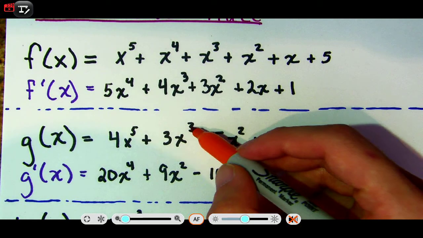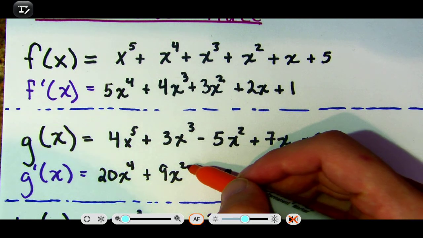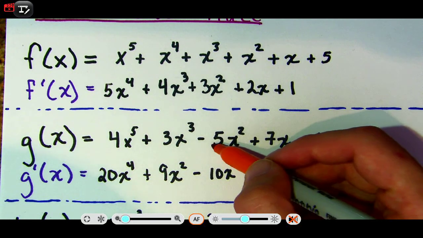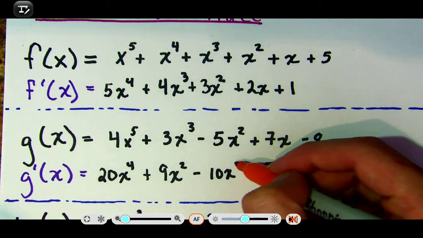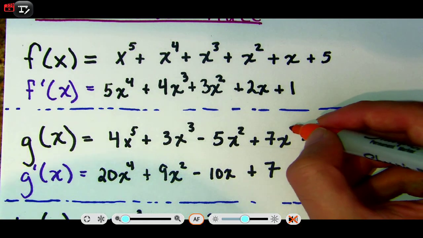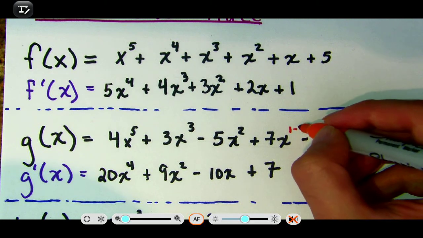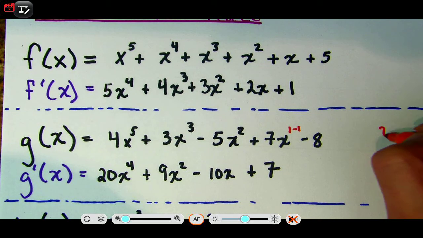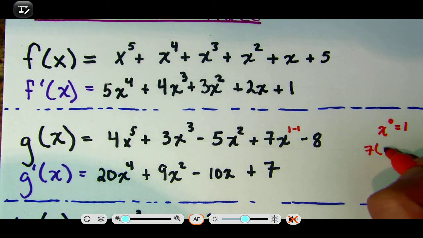3 times 3 is 9. 3 minus 1 is 2. 2 times negative 5 is negative 10. 2 minus 1 is 1, so there's that invisible 1. And here, notice that this should be 1 times 7 is 7, and 1 minus 1 is 0. So x to the 0 is equal to 1. So you're just doing 7 times 1, which is here, and that just becomes 7.